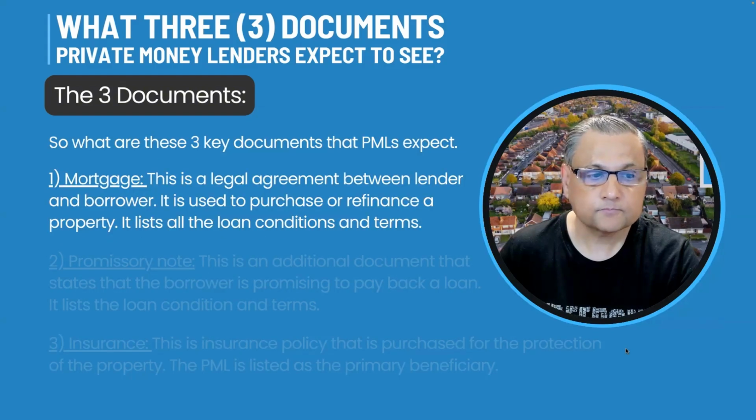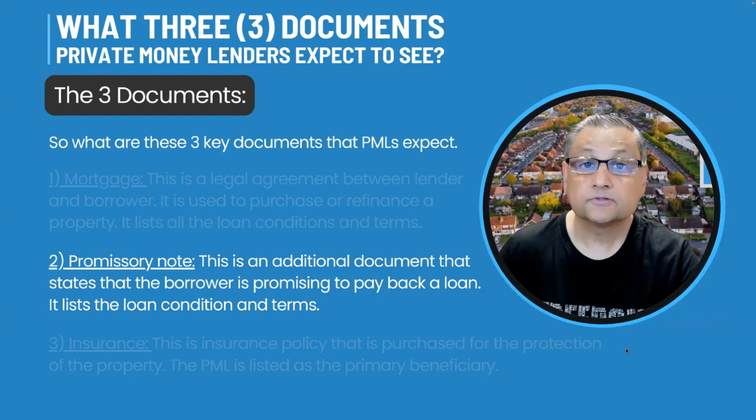The first one is the mortgage. This is a legal agreement between the lender and borrower. It is used to purchase or refinance a property. It lists all the loan conditions and terms. And I will go into more details after I give you a brief summary.